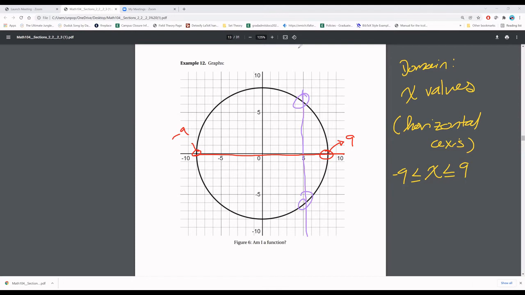What is the range then? Well, the range will be the y values. So that's everything on the vertical axis, everything that is covered by the graph. So we go from here to here. That also looks like negative 9 to positive 9. And that makes good sense because this is a circle.